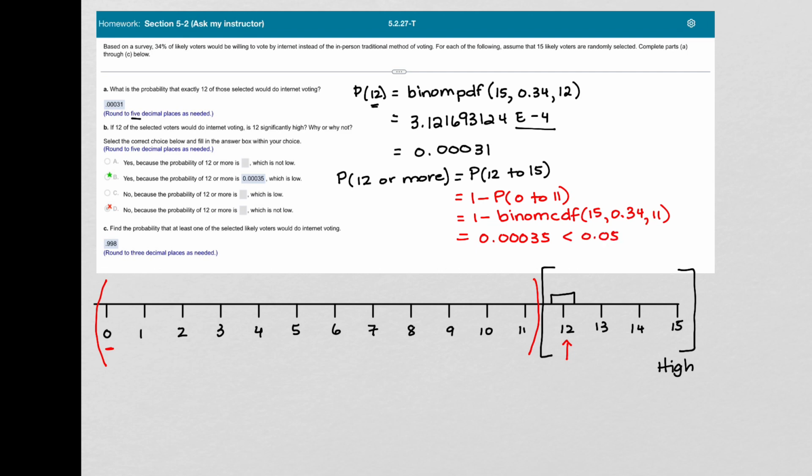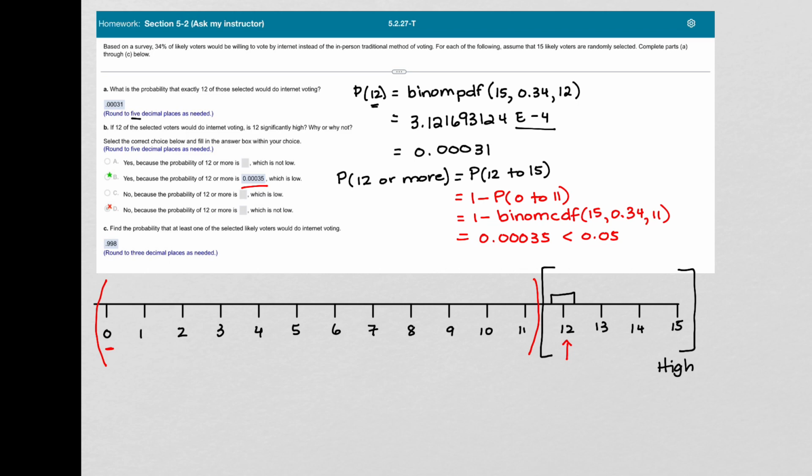So since that value is very low, it's less than 5%, and that's our standard. If it's less than 5%, then we would say the probability of getting 12 successes is significant, or the 12 would be a significantly high number of successes, because the probability is low. So that's what we get for that one.